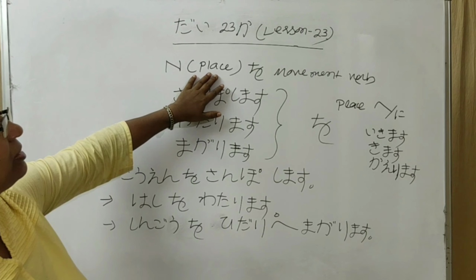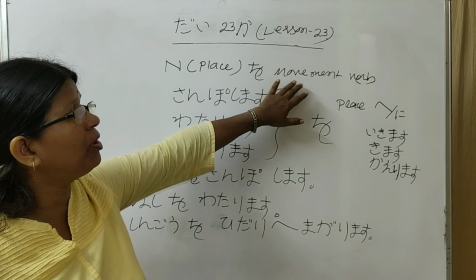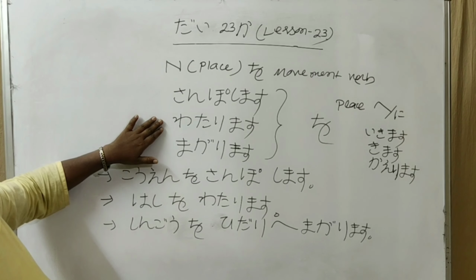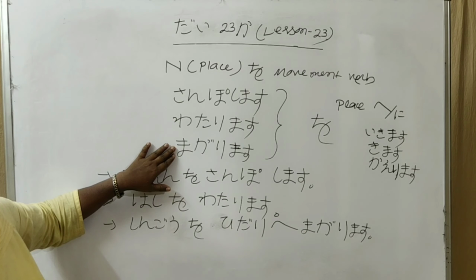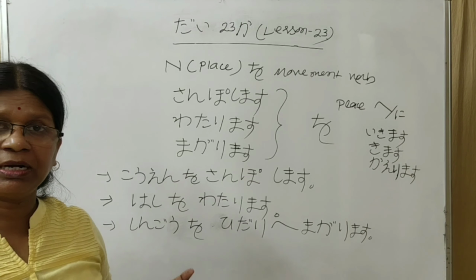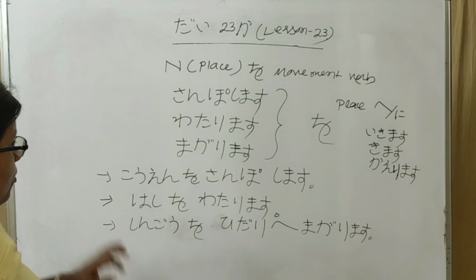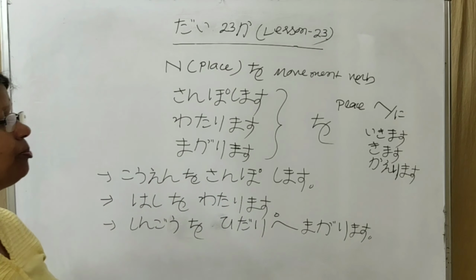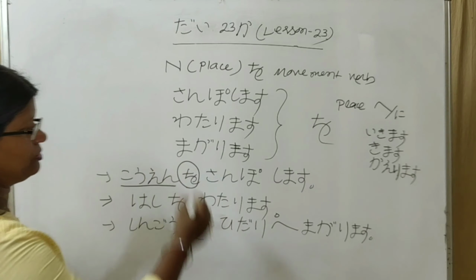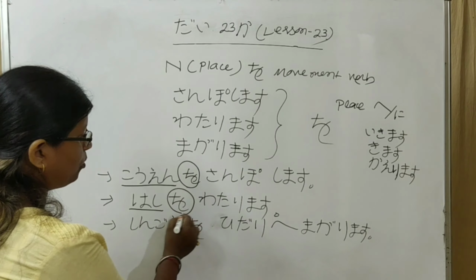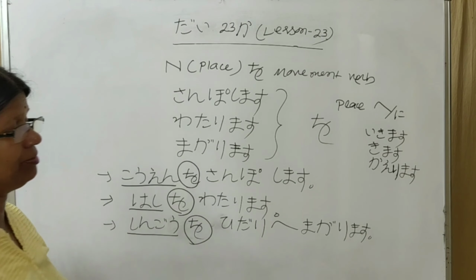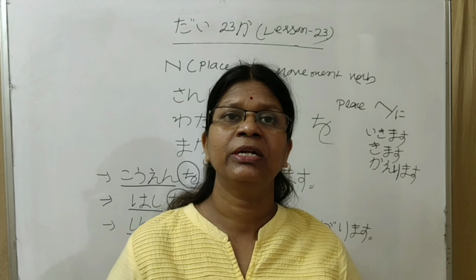In here, noun place. Place takes o particle when a movement verb comes. Look at the movement verbs. Sanpo shimasu, watarimasu, magarimasu. Okay? So when this type of verbs come, that place takes o particle. Look at the sentence. Koen o sanpo shimasu. Hashi o watarimasu. Shingo o hidari e magarimasu.